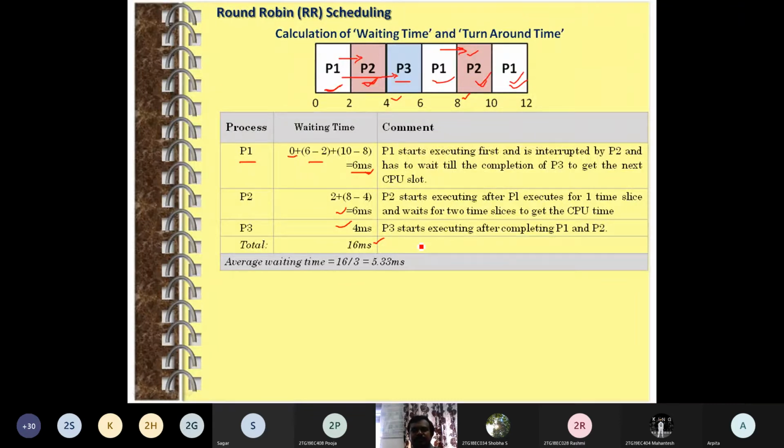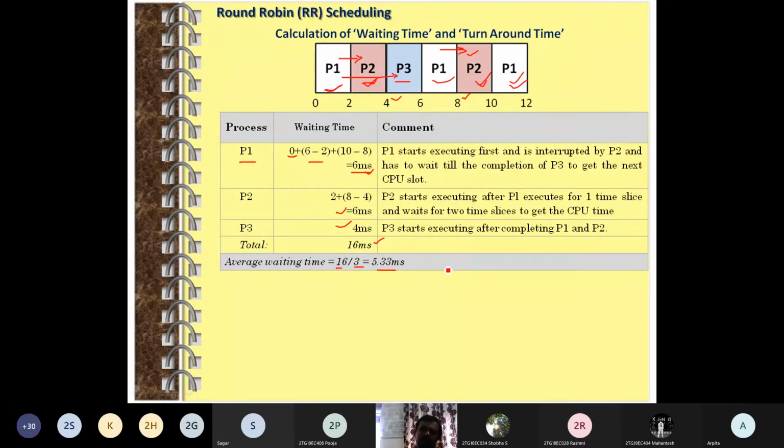So what is the average waiting for any process in the queue? The average waiting time is the total waiting time divided by the number of processes. Total waiting time is 16, number of processes is 3, so it is 5.33 milliseconds. We may call this the average waiting time, 5.33 milliseconds for each process.